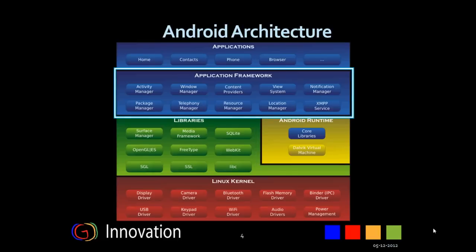Now let's talk about application framework. These are core platform services which are essential to the Android platform. It works behind the scenes. Applications typically do not access them directly. Now what are these application framework components? It's the activity manager, the window manager, content providers, view system, notification manager, package manager, telephony manager, resource manager to manage resources, and location manager, and XMPP service.